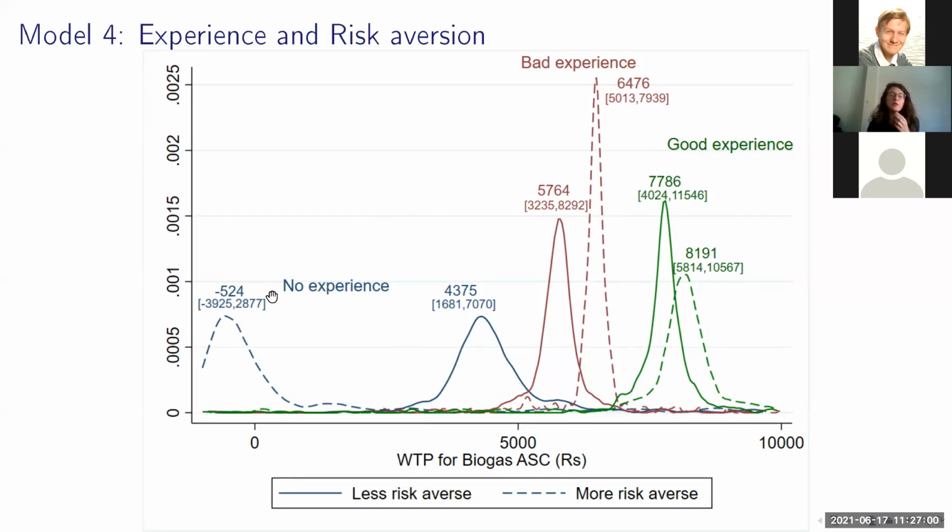While if we look at the group who has had no experience, here's where we really see a big gap. So households who are less risk averse have a positive willingness to pay for biogas, while the households who are more risk averse have a very low and not distinguishable from zero willingness to pay for biogas. So they have much lower preferences for this new technology that they're unfamiliar with.